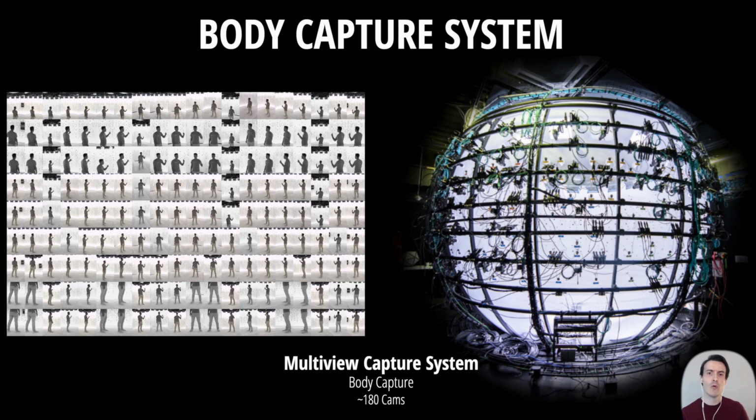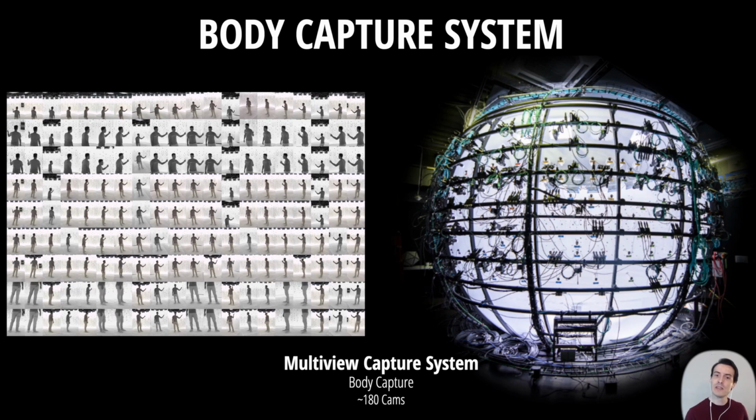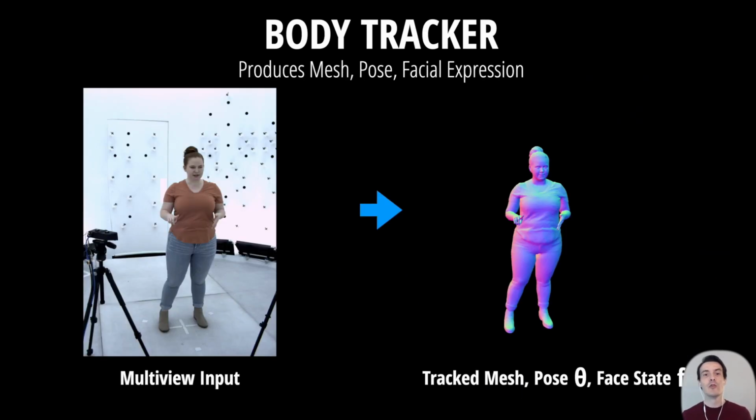All right, so let's look at how we build these models. We follow a very similar procedure as for the face. So we use a multi-view capture system, this time bigger, to capture the entire body. And then we use a body tracker to track the mesh, the body pose, meaning joint angles, and the facial expression.